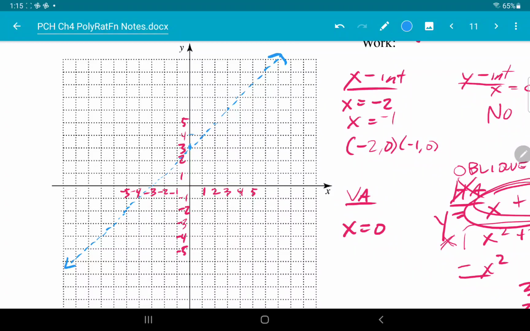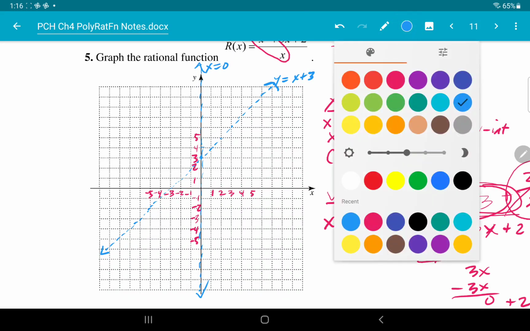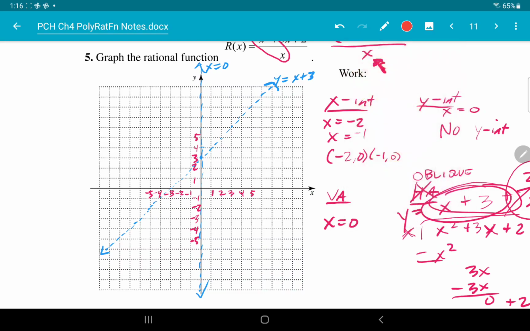Okay. And then we have a vertical asymptote at x equals 0, so that'll just be along the y-axis. Okay, there we go. Just like that. Okay, and then we also have x-intercepts. I'll do this in a different color so we can differentiate between the graph. Let's go with green. All right, so we have x-intercepts at negative 2, 0, at negative 1, 0.